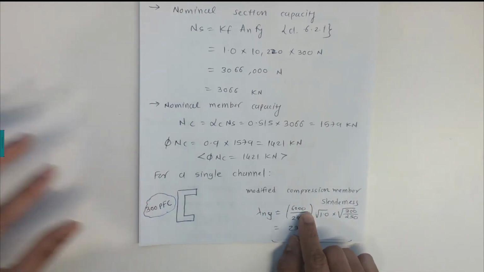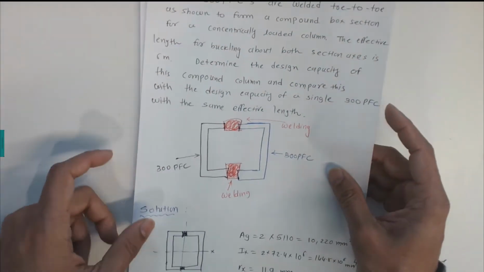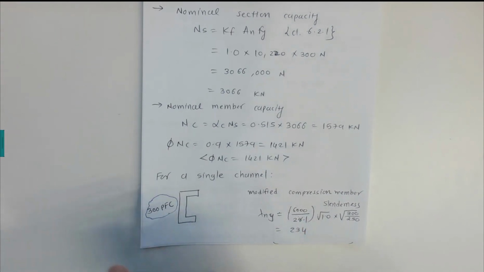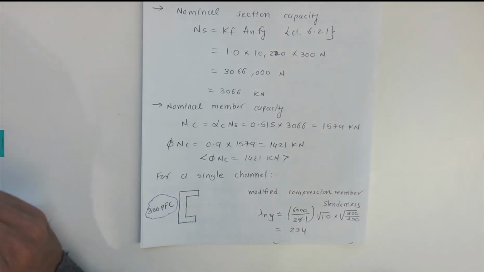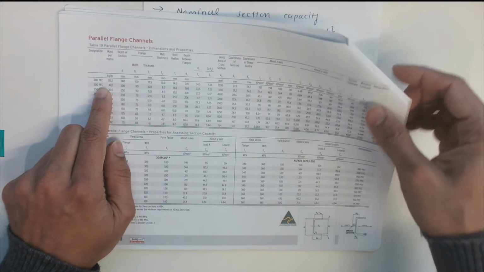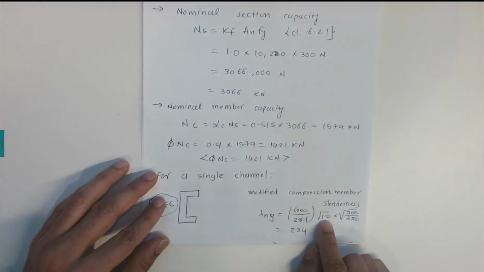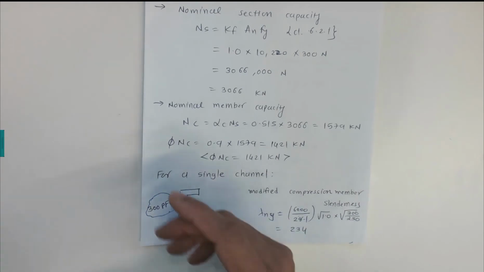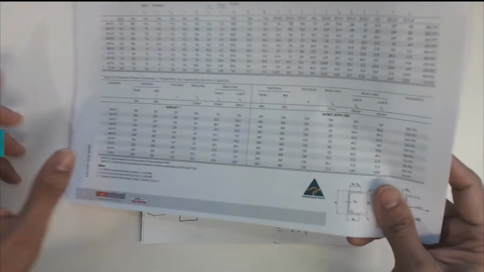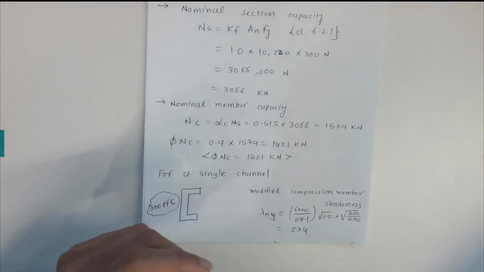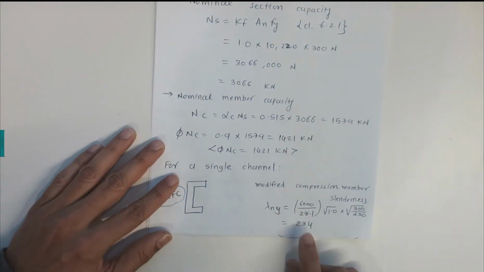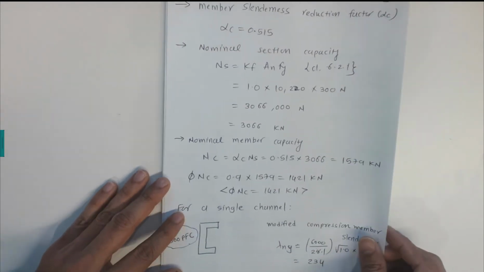So 6000 is the length of the channel, that is taken from the question. 28.1 is the ry value that we can extract from the one steel tables. For the single channel 300 PFC, ry value is 28.1. Kf is 1 and 300 is taken from 300 PFC, that is between 300 and 320, 300. I'm using these equations from here. I did not write that equation, but that equation is L over ry times root of Kf fy over 250. That is written here. So that gives us 234 lambda n.